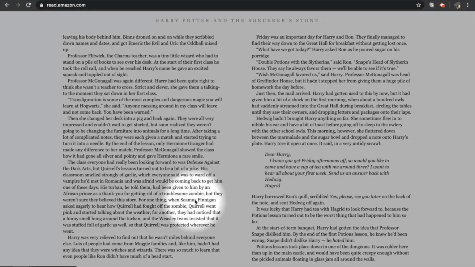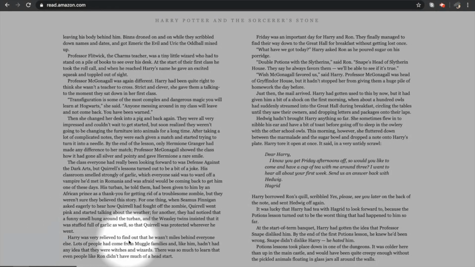For one thing, when Seamus Finnegan asked eagerly to hear how Quirrell had fought off the zombie, Quirrell went pink and started talking about the weather. For another, they had noticed that a funny smell hung around the turban, and the Weasley twins insisted that it was stuffed full of garlic as well, so that Quirrell was protected wherever he went.